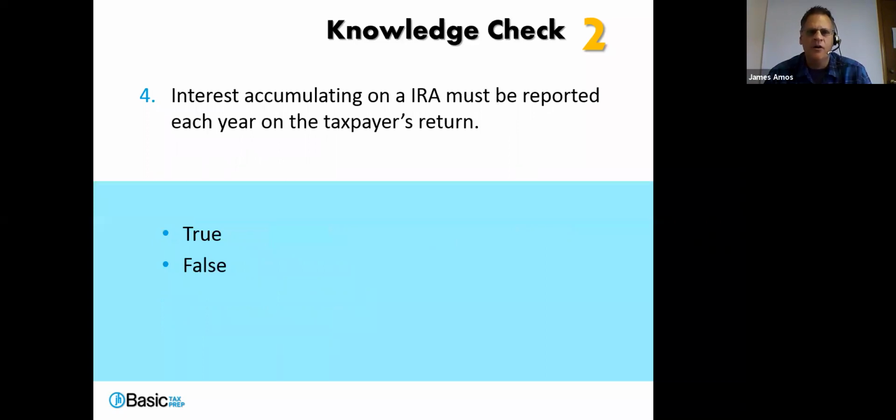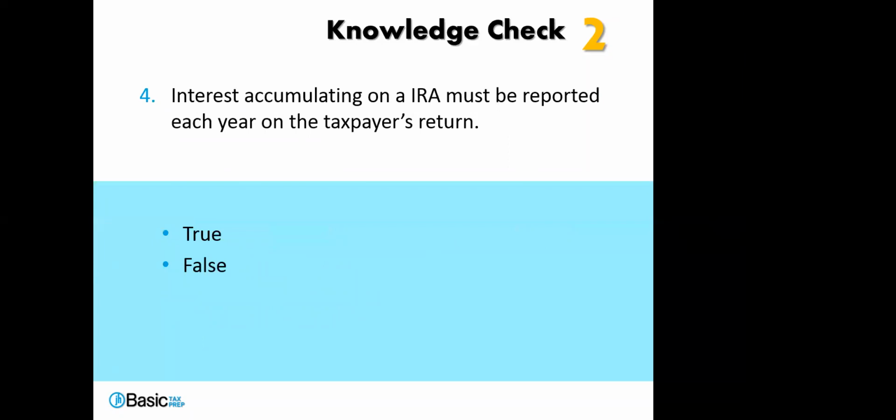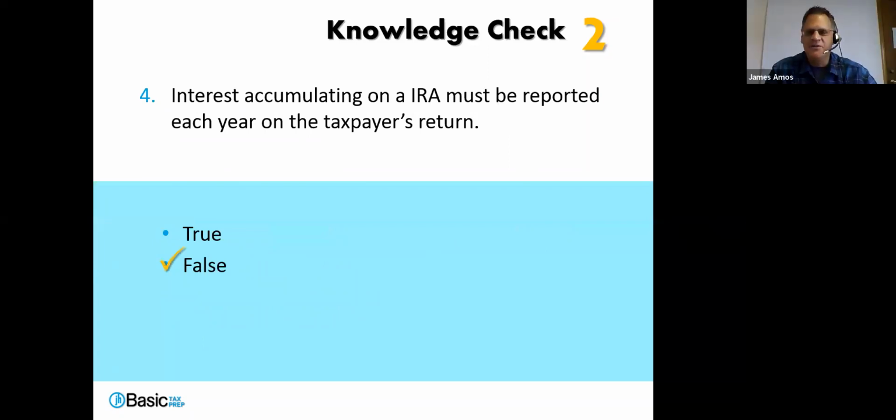Interest accumulating on an IRA must be reported each year on the taxpayer's return. True or false? You can just speak up on this one. Is that true or false? False. Okay, and you guys are right. It's false. You don't report that. You don't start reporting and getting taxed on your traditional IRA until you pull the traditional IRA out.